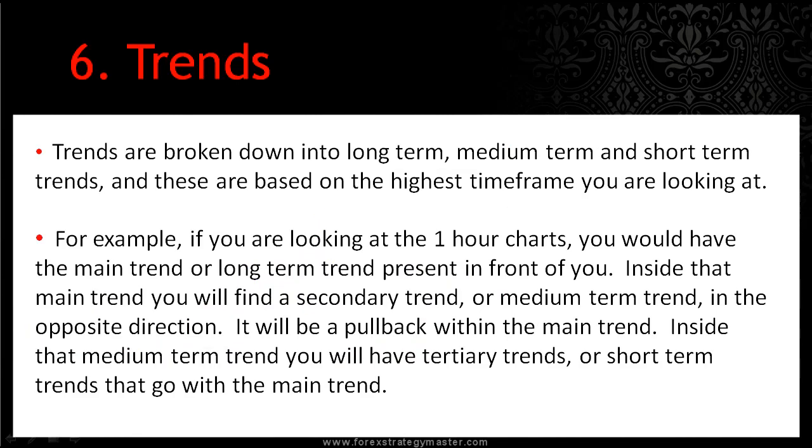Trends are broken down into long-term, medium-term, and short-term trends, and these are based on the highest time frame that you're looking at. For example, if you're looking at only the 1-hour charts, you would have the main trend or long-term trend present in front of you. Inside that main trend, you will find a secondary trend or a medium-term trend in the opposite direction. It will be a pullback within the main trend. Now, inside that medium-term trend, you will have a tertiary trend or a short-term trend that will go with the main trend.